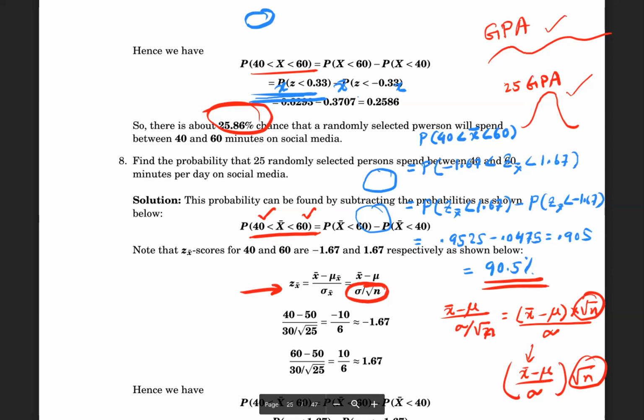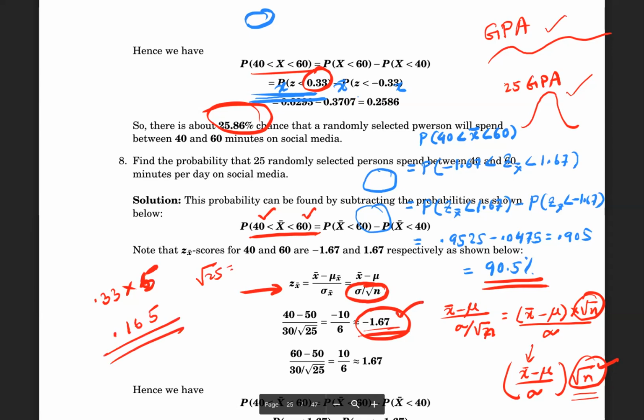For the population, when we convert to a z value, we take that z value and multiply it by the square root of n, and that is why you see your z here is negative 1.67, whereas over here it is 0.33. See, 0.33 times, it's not 6, it's 5. We multiply it by 5 because the square root of 25 is 5. So multiplying by 5, you get about 1.65. So this is roughly close to this, or this rather, because of positive and negative.